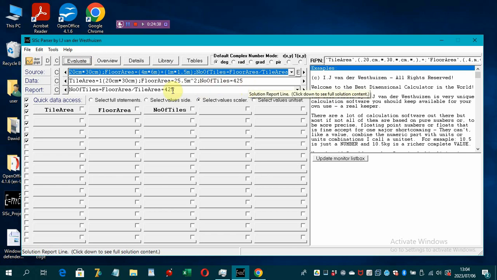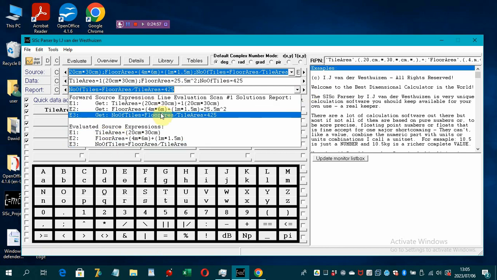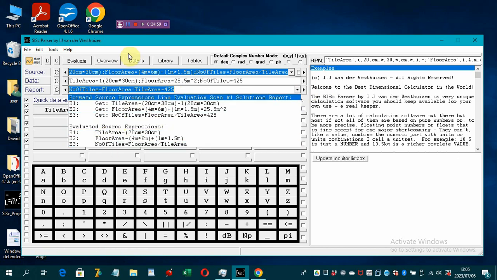We will need 425 tiles. You can see it there and there. The number of tiles is 425, and there's a solution. And there's the evaluated source expressions, and there's the calculation. Okay. Let's pause it there.